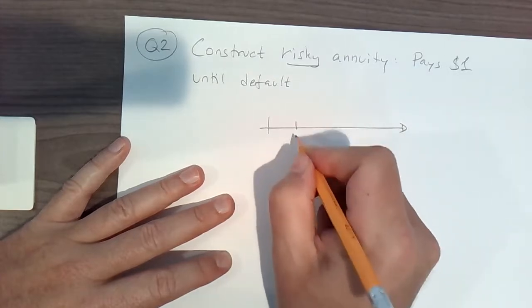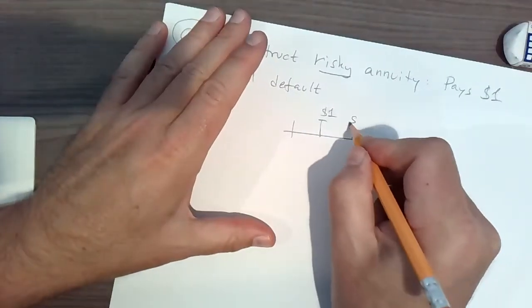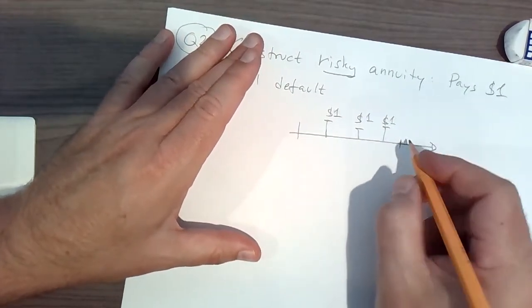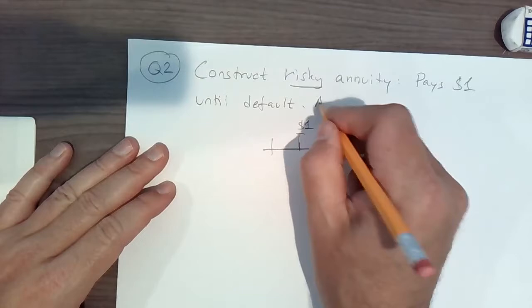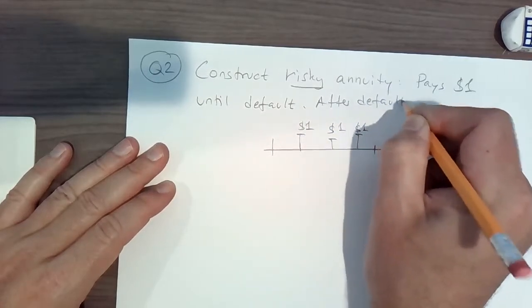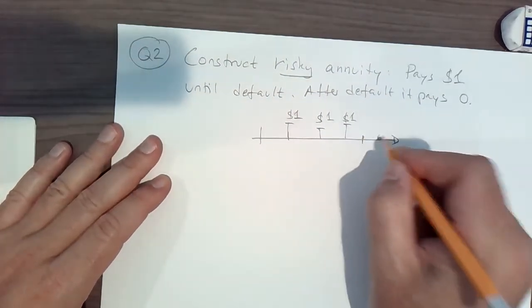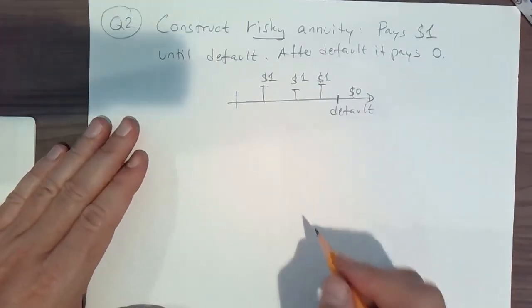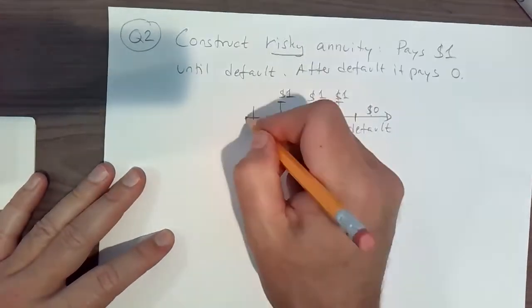So we're sitting here, time one, it pays out one buck. Pays out $1. And then here, if there's default, then it doesn't pay out anything. How much are you willing to pay for such a deal? Until default, after default, zero. So if there's default here, then the subsequent payments would be zero. How much would we pay for such a deal? What is the upfront payment here?